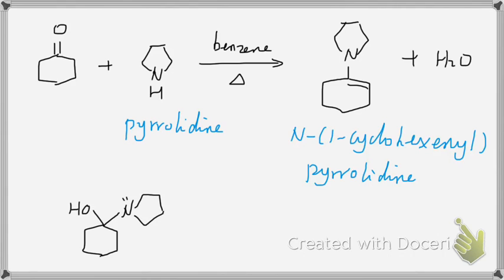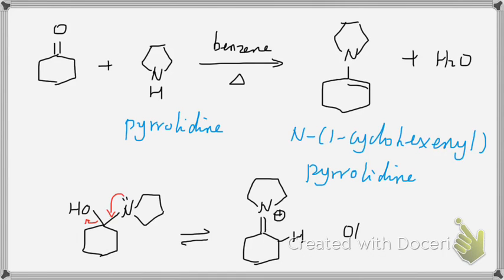Alright, the intermediate. This is the tetrahedral intermediate after the nitrogen of the secondary amine attacks the carbonyl carbon. Then it forms the carbon-nitrogen double bond. Then the hydroxide will remove the proton on the alpha carbon, so the C=C double bond is formed. Okay, so that's how the enamine is formed.